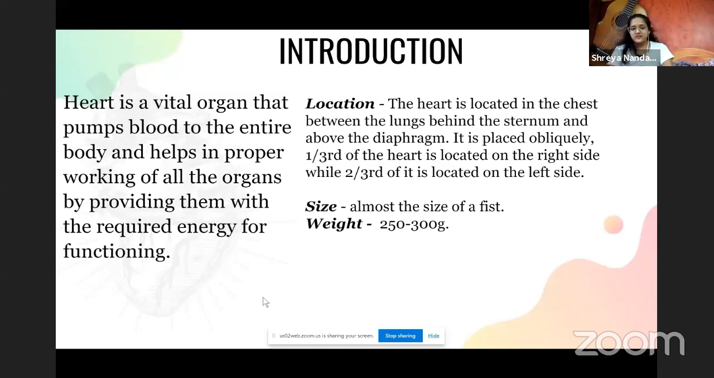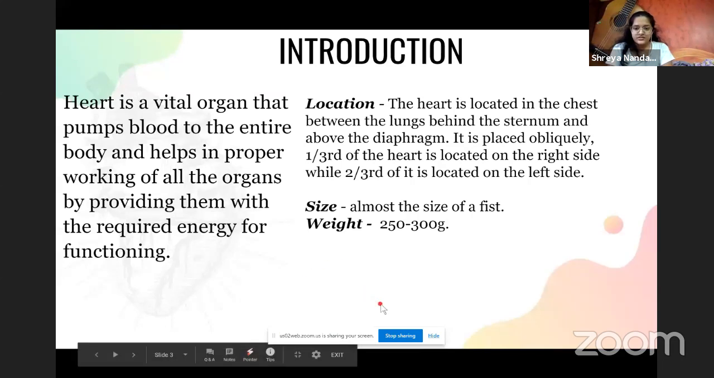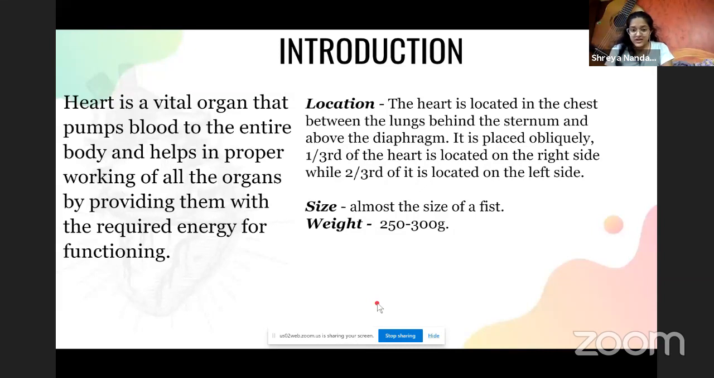First we start off by talking about the location of the heart. The heart is located in the thorax, behind the sternum and above the diaphragm. It's placed obliquely, that is, one third of the heart lies on the right side, while two thirds of the heart is located on the left side. The size of the heart is approximately as big as our fist, and the weight is approximately 250 gram in females and 300 gram in males.